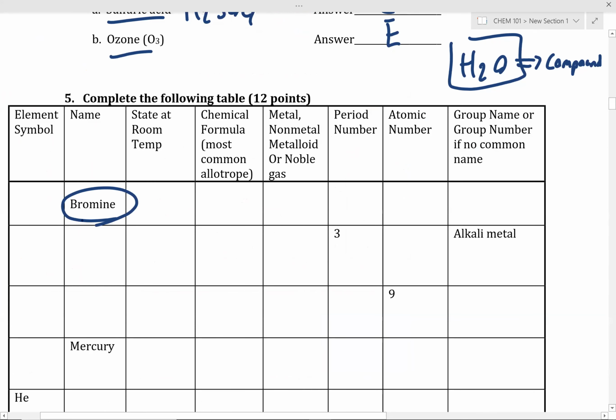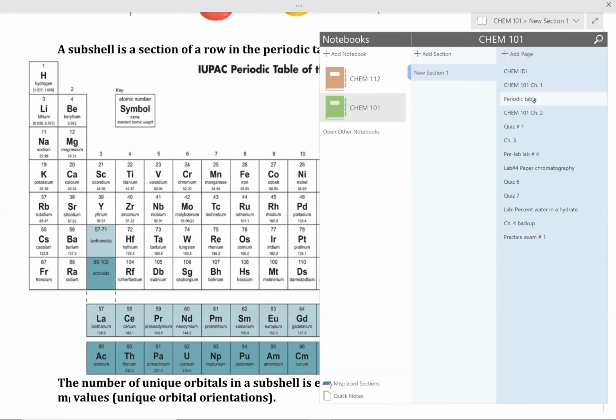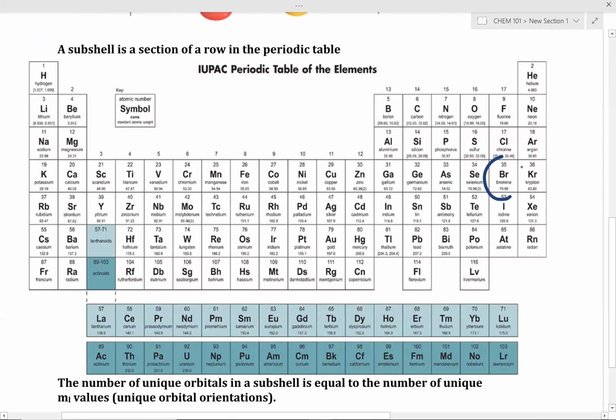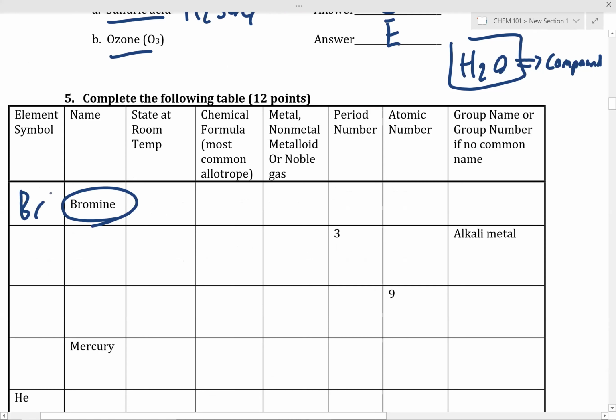So we're given the name for bromine. First things first, the element symbol is a freebie. So let's go to our periodic table. And would someone like to volunteer? What is the element symbol for bromine? Br. Yep, perfect. And while we're here, any other information? We'll go back to that in a moment. Okay, so bromine is Br.